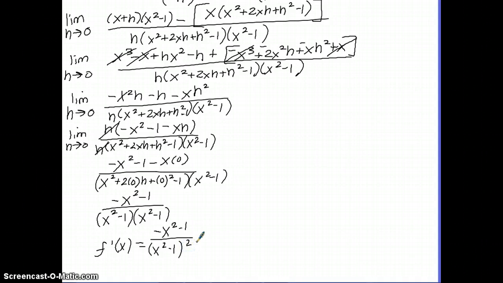And as I indicated earlier, a lot of times they don't prefer to have that negative right there. So what you'll see, if you're doing a multiple choice or if you're checking in the back of the book, they'll pull that negative out in front and take out the negative from the x squared, take out the negative from the 1. And that'll be the derivative of the function right there.